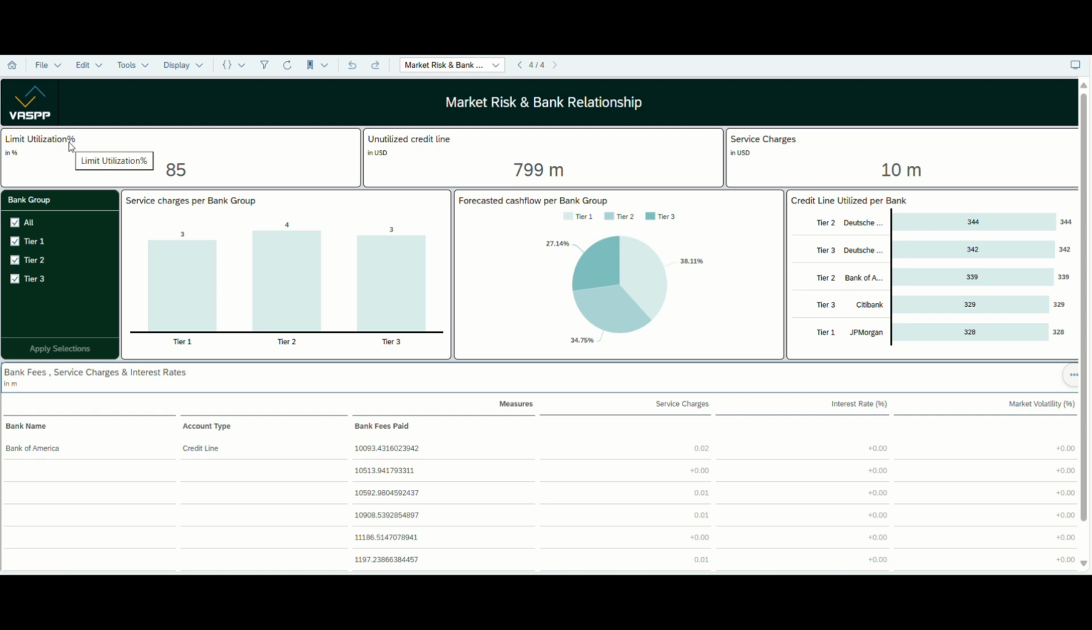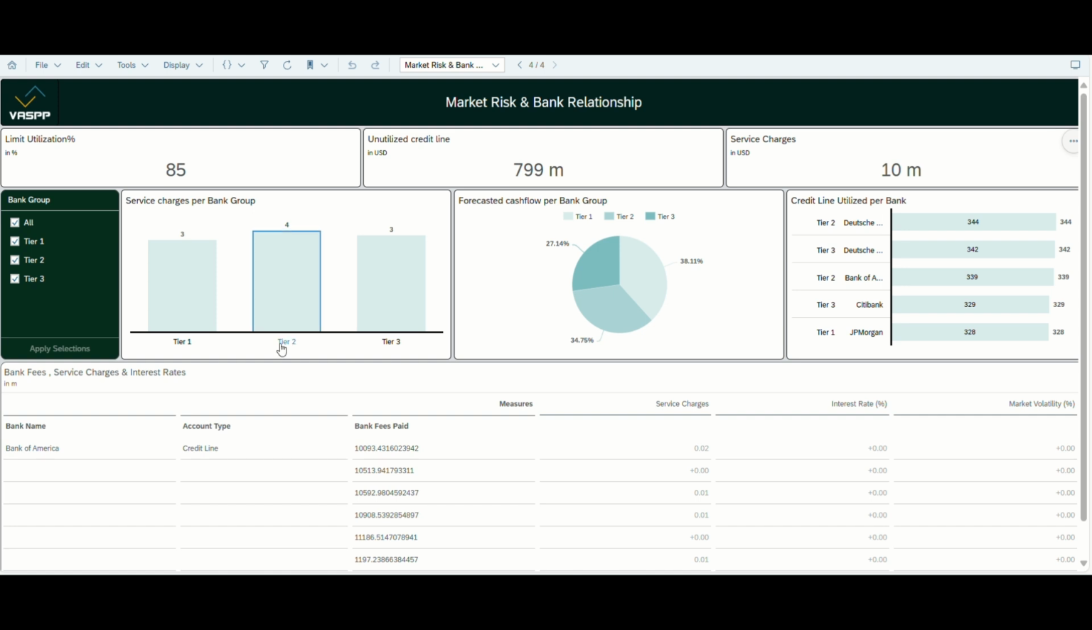Limit utilization percentage stands at 85%, showing how much of your available credit lines are currently in use, critical for managing liquidity and borrowing capacity. Unutilized credit line highlights your remaining and used borrowing power, indicating available financial flexibility. And service charges reveal the fees you incur, enabling cost control and optimization efforts.